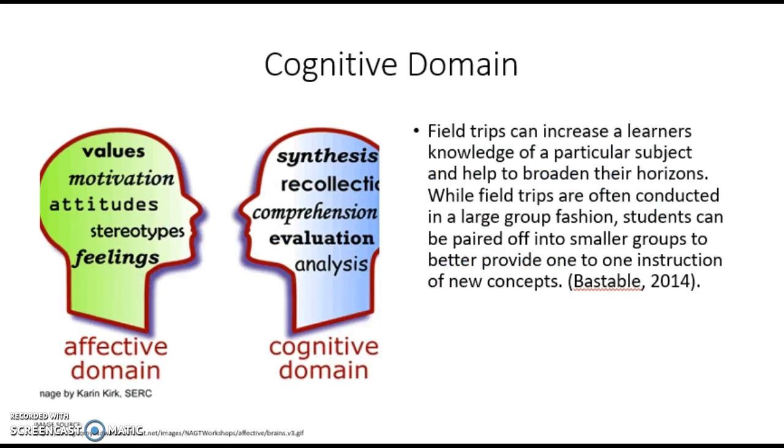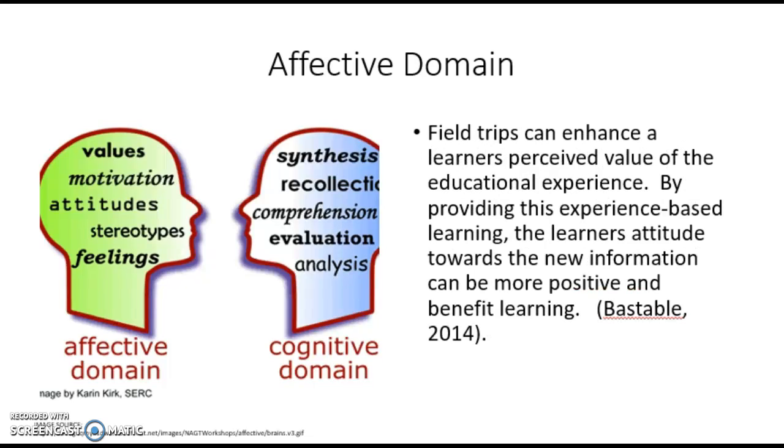So first up is the cognitive domain, which is the thinking domain. Field trips can increase a learner's knowledge of a particular subject and help broaden their horizons. And while field trips are often conducted in a large group fashion, students can be paired off into smaller groups to provide better one-to-one instruction of new concepts. And this is actually the point that I was discussing earlier about having multiple instructors go with you, or even volunteers, so that you're able to do more one-to-one instruction.